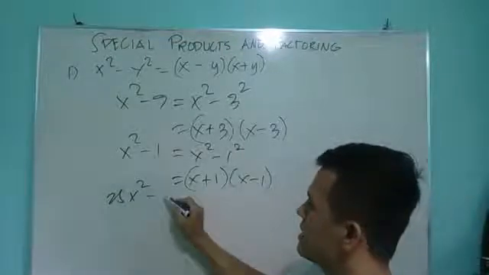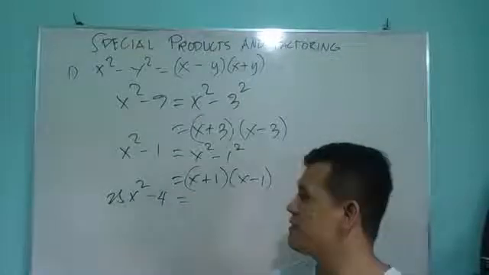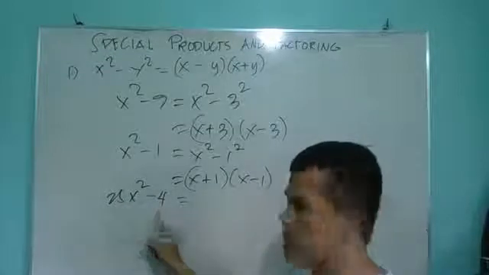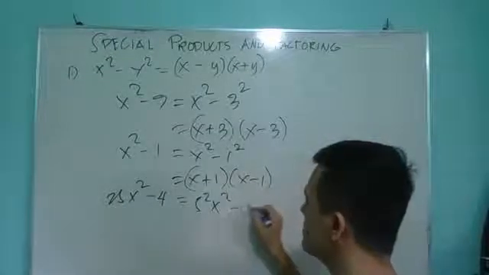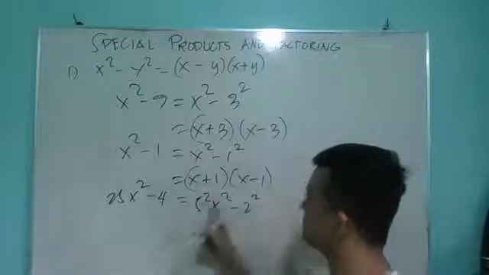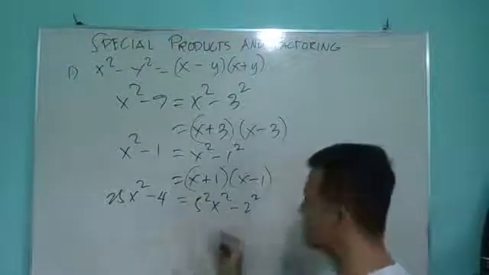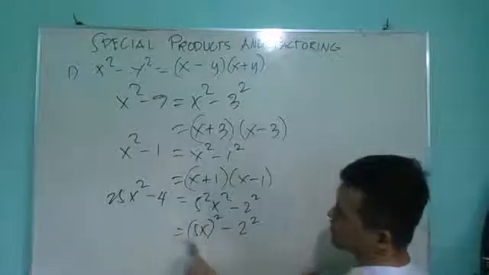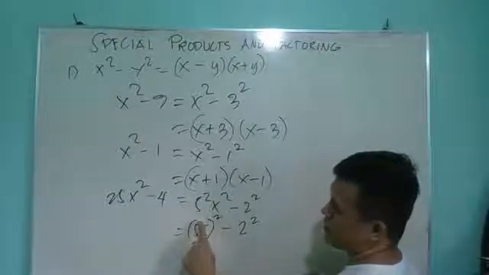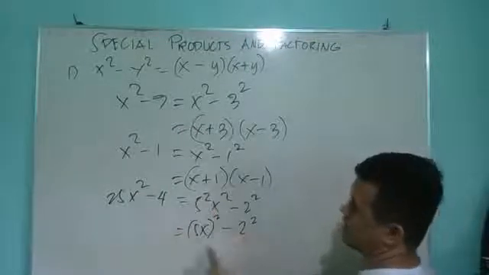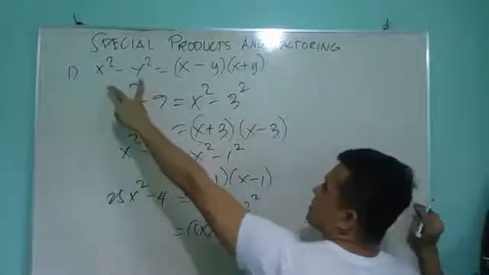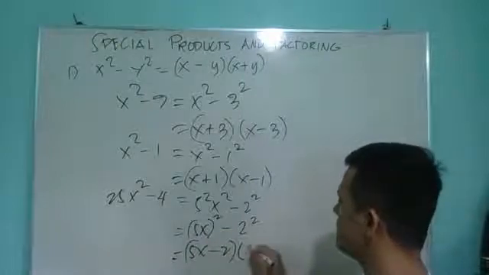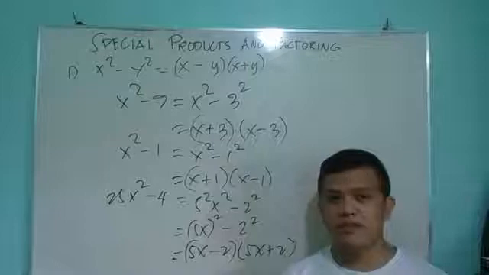Another variant, 25x squared minus 4. How are we going to do this one? We express each into exponential form of 2, so we have 5 squared x squared minus 2 squared. This one has the common exponent 2, so try to put it out. So we have 5x in parentheses squared minus 2 squared. This is just the same as multiplying the exponent 2 with the exponents of 5 and x, which are 1 and 1, so we have 5 squared and x squared still. Now this is already in the form, so we have 5x minus 2 and 5x plus 2. That's it. That's how you factor it.